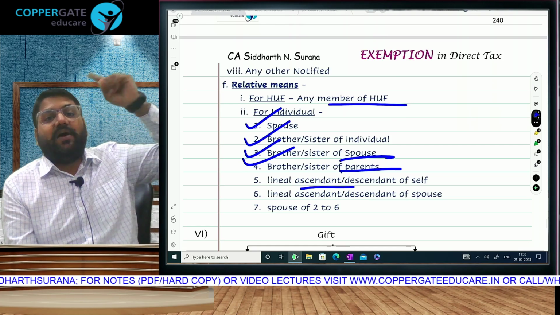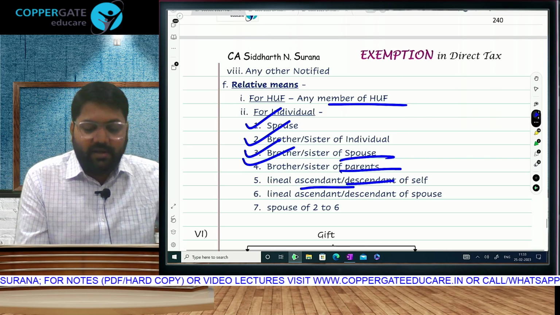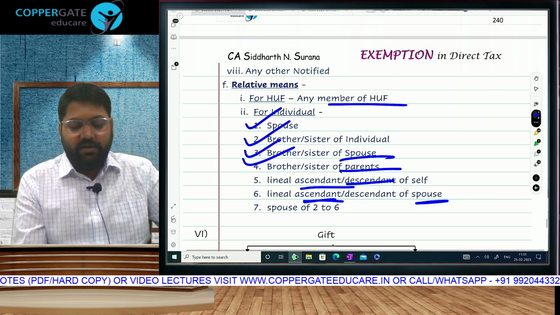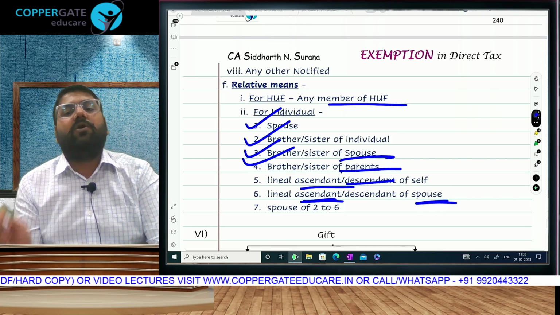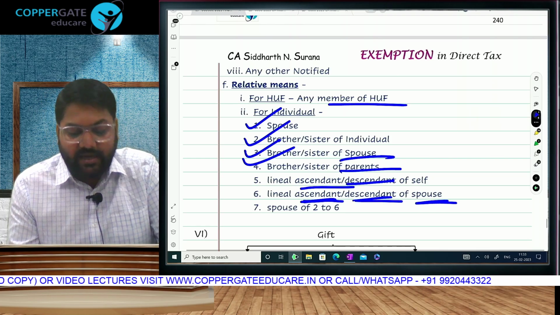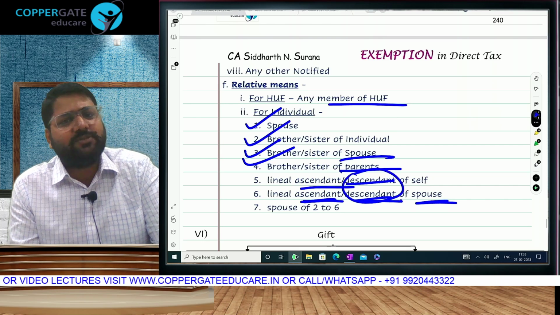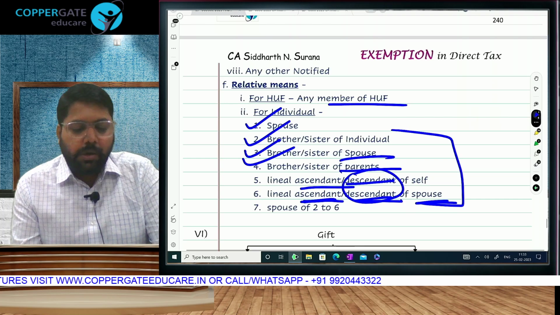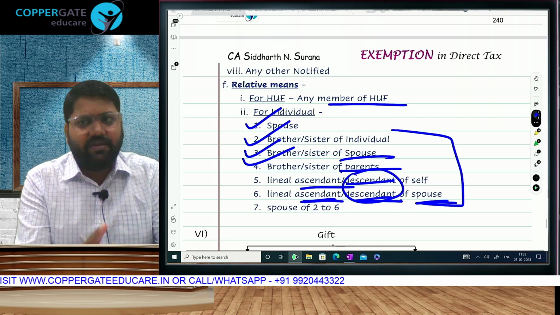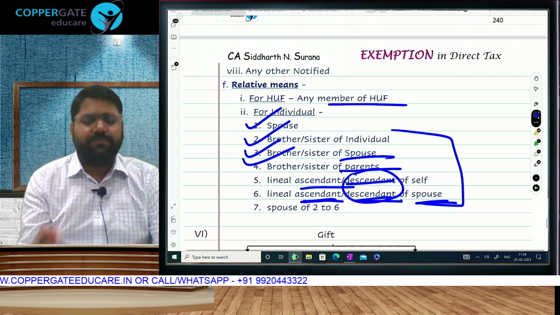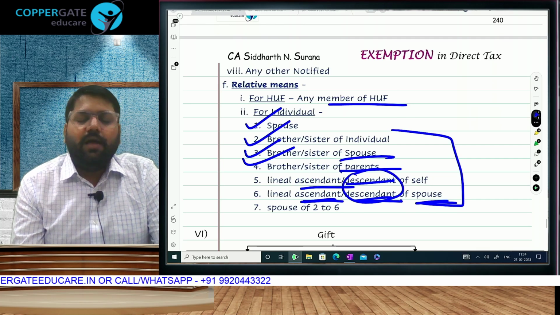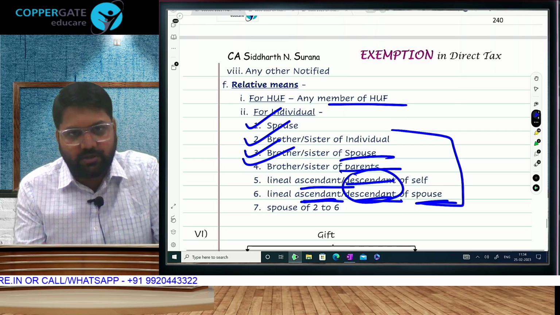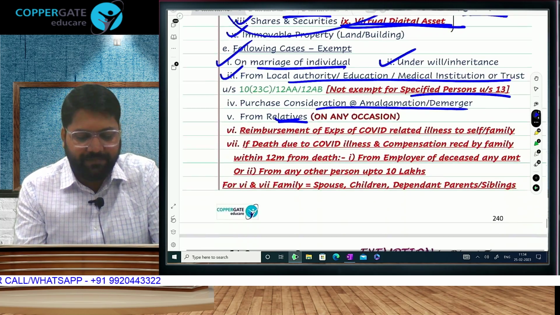Lineal ascendant means father, grandfather, great grandfather. Lineal descendant means son and daughter, grandson, granddaughter. Father-in-law, mother-in-law, grandfather-in-law are lineal ascendants of spouse. And descendants, my descendants and spouse's descendants, if they are stepchildren, and spouses of these people, they all are your relatives. If they are giving you a gift, irrespective of occasion, it is going to be exempt. And other than relatives, if your friend is giving you a gift on the occasion of marriage, of course, it will be exempt. Death, will, inheritance, it will be exempt.